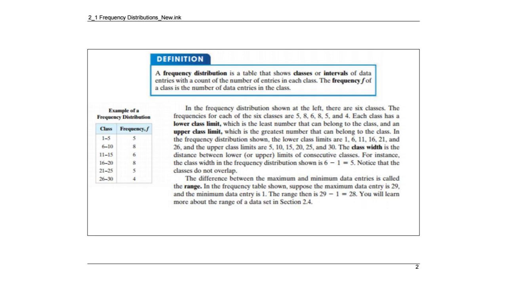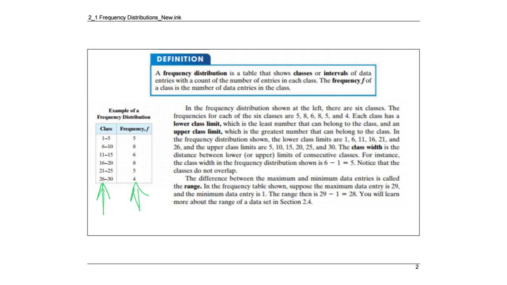Okay, so a frequency distribution is a table. It's going to show classes and intervals. That's the tricky part. That's what we have to work on in this section. So it's got classes and intervals in the first column, and then it has the count of how many entries fit in each of those classes or intervals. Okay, and that's where those tally marks come in. So the frequency f of a class is the number of data entries in that class.